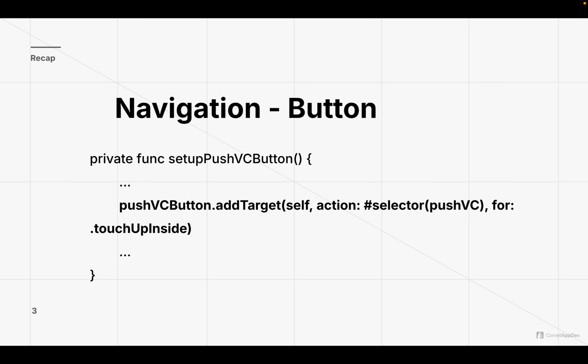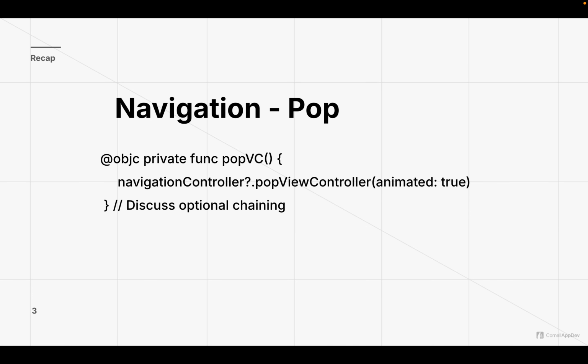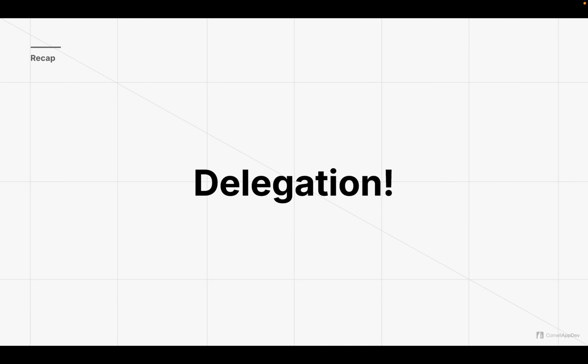Now, from the last lecture, we've played with the push view controller button, and this is just the code for how to use the button. And then we also covered how to push view controller, and this is just the general code for how to use it. If you want to visit back to this slide, the slides will be published after the lecture. And this is for pop. I'm gonna skip this slide.